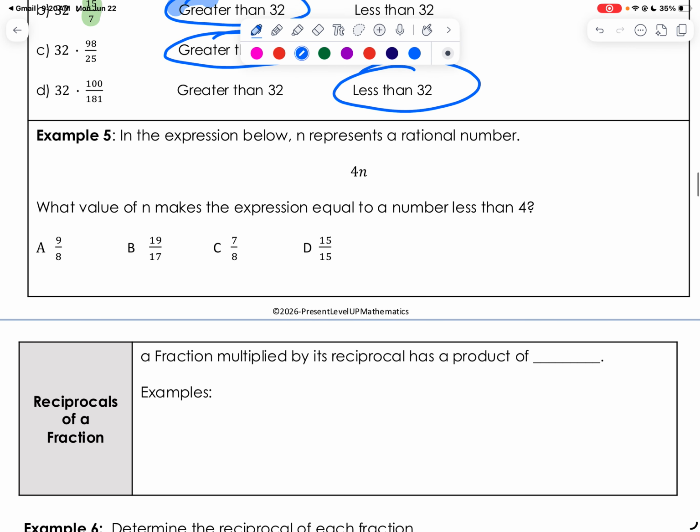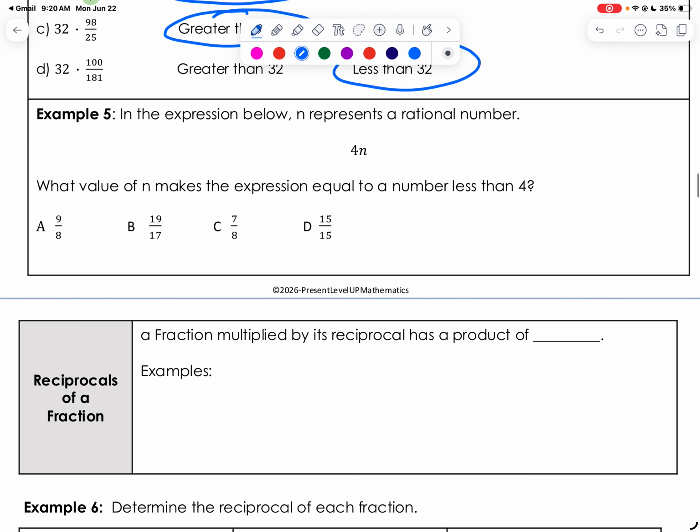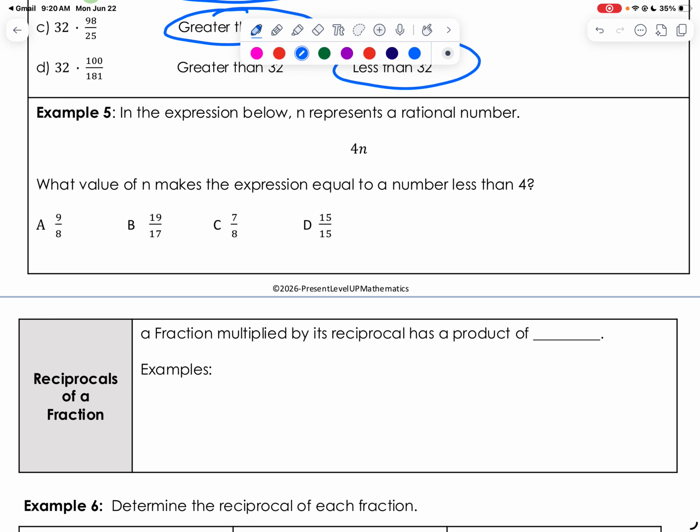All right, example 5. In the expression below, n represents a rational number. 4 times n. What value of n makes the expression equal to a number that's less than n? Pause the video and try this problem on your own.